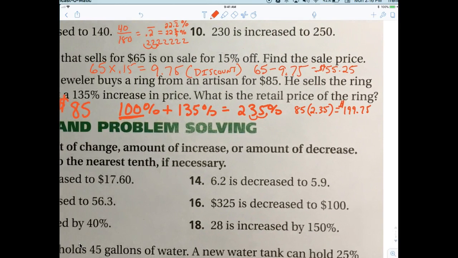I know you could have multiplied by 1.35 and then added it. But I want you to do something smart. I want you to say, when you pay for something, you have to pay what? 100%. Then you're going to add 135% to the cost. Do you agree? So 100% plus 135% is what? 235%. That's how I want you to think about it.